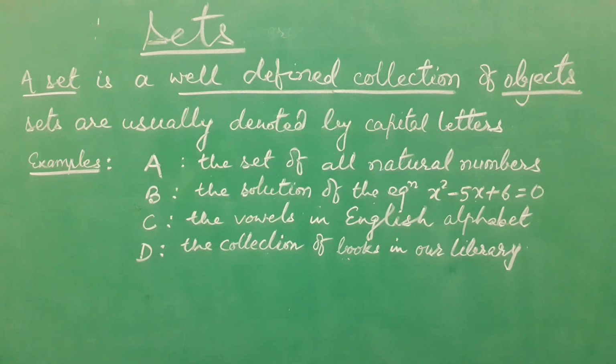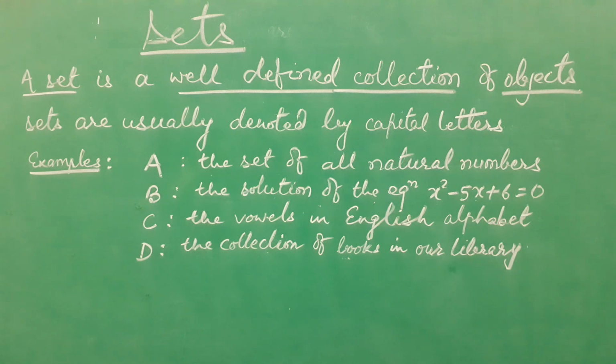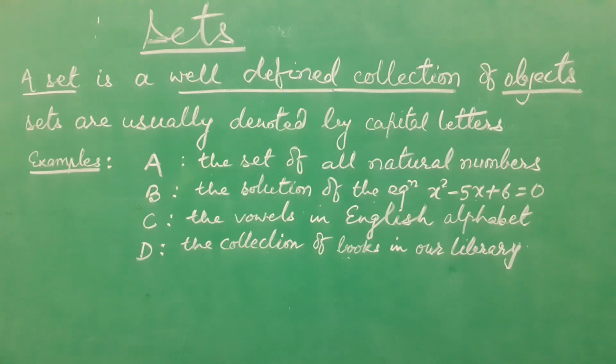Here well defined means we can easily decide whether an object is in that collection or not. Like if we are taking the collection of odd numbers, then 1, 3, 5, 7, these all are in the collection. 2 will not be in the collection. So this is well defined. Collection of all natural numbers: here also we can say 0 is not in the collection.